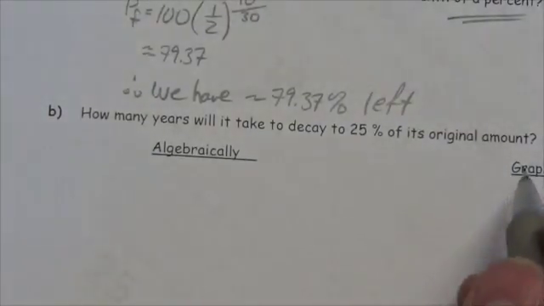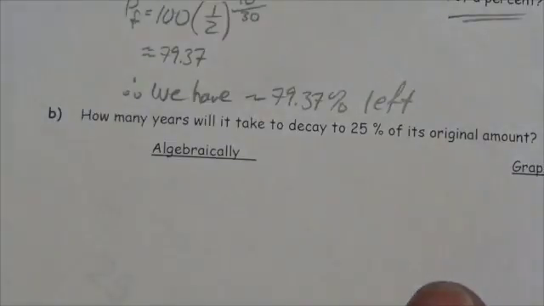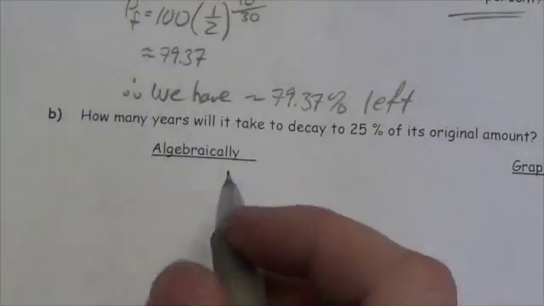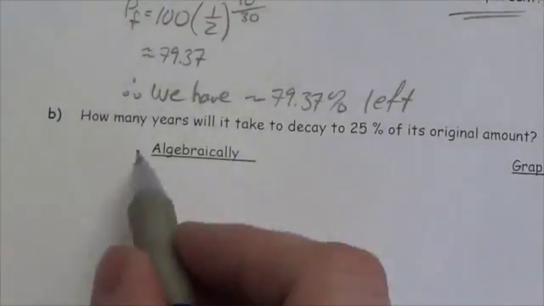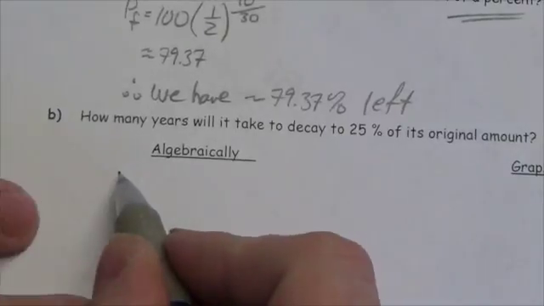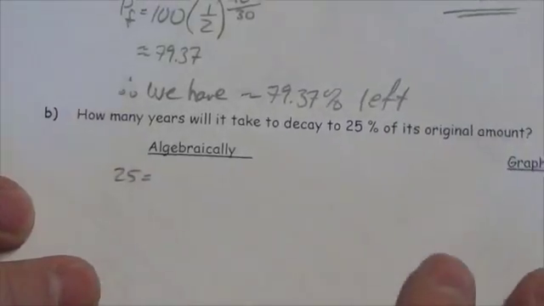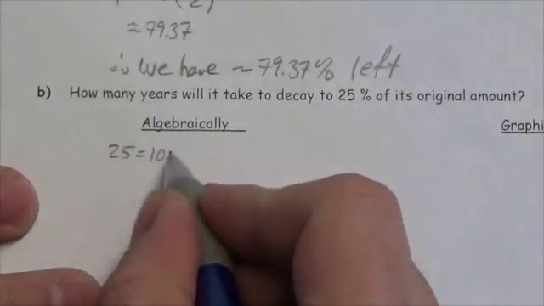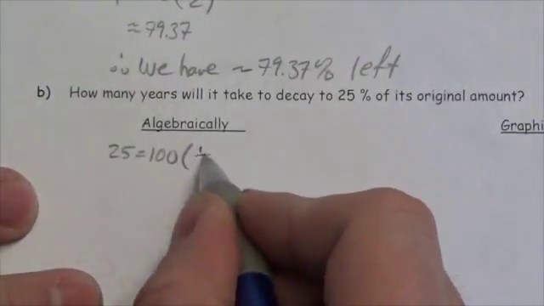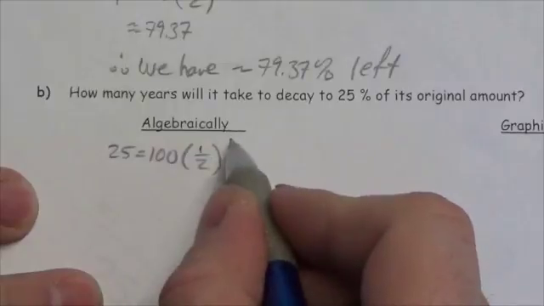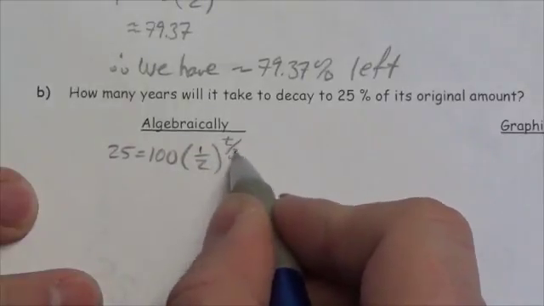Okay? Now, the next question says, How many years will it take to decay to 25% of its original amount? Well, in this particular case, 25, I'm supposed to answer this algebraically, so 25 will equal 100 based on the equation that I've just set up here, 1/2 to the, this time I don't know what it is, but I do know that this is 30.